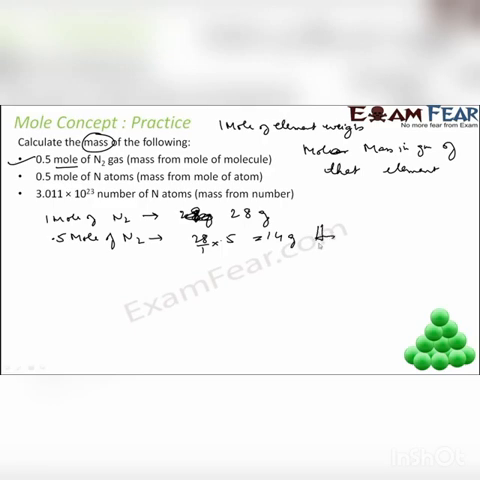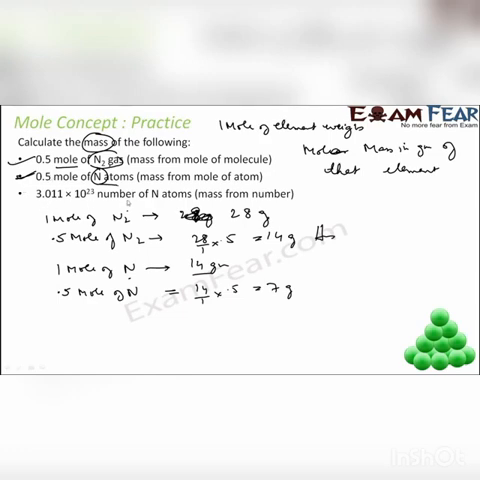Done deal. The second is 0.5 mole of N atoms. Please note, this was molecules, this is atoms. So again, 1 mole of N atoms will be 14 grams. The atomic mass of N is 14, while the molecular mass of N2 will be 28 because there are 2 N here. So 0.5 mole of N will be 14 by 1 into 0.5, that is 7 gram. Please note that N atoms and N2 gas are both different.